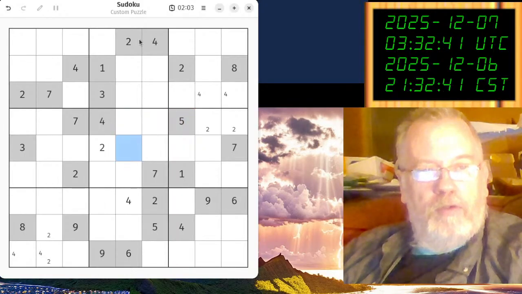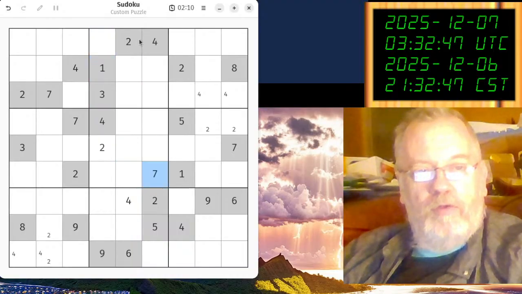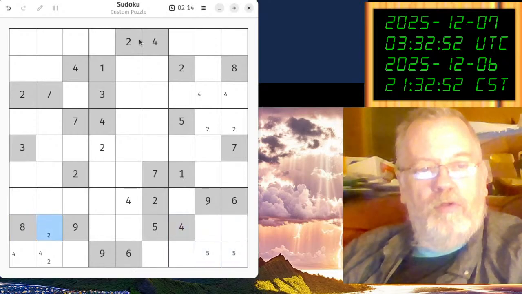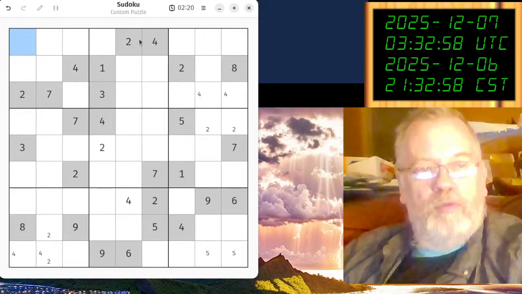Let's see, we got 3 possible 5s here, 3 possible 5s here, 2 possible 5s here, 3 over here, 5 possible 5s up here, and 6 of them possibly here, or 6 places for them anyway. 4 possible places for a 5 here, and 6 possible places for a 5 here.